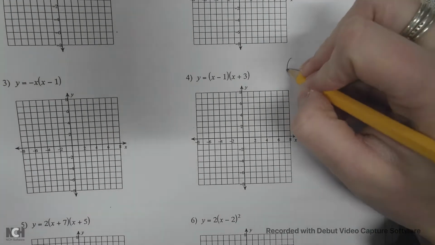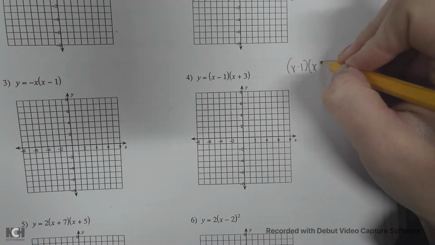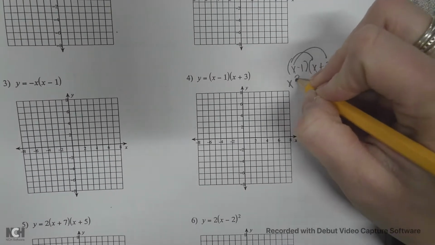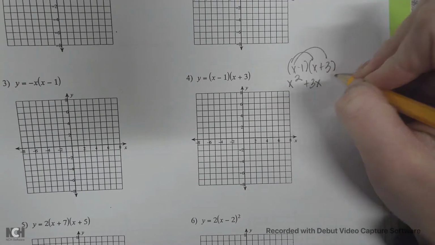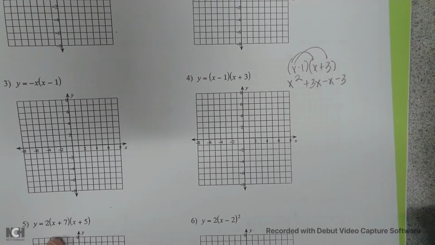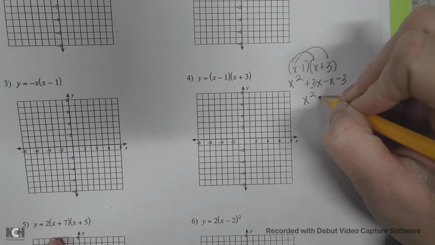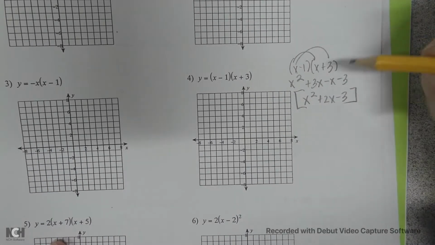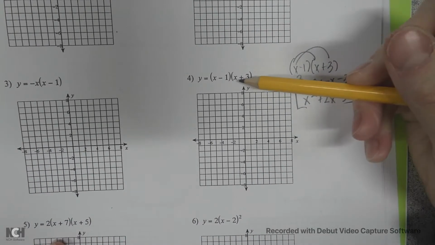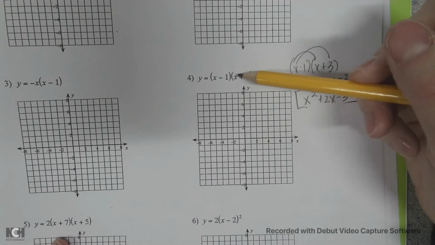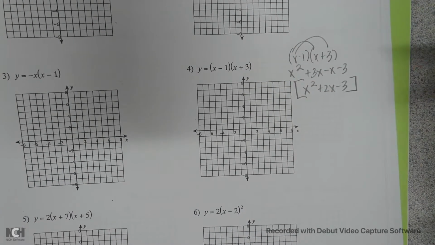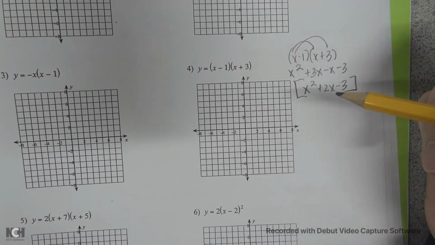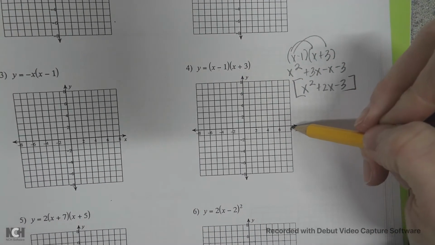So if we multiplied x minus 1 times x plus 3 and we unfactored them, that would give us x squared plus 3x minus x minus 3, which would be x squared plus 2x minus 3. And this is our standard form. So we've taken our standard form and then we factored it, and we got these guys. So now at this point, these are where our parabola is going to cross or intercept our x-axis.